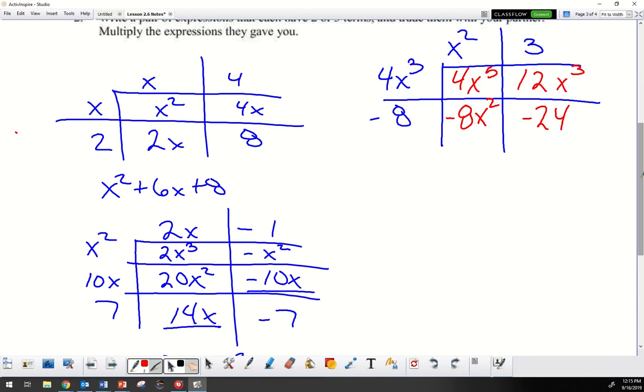Nothing's the same, so you can't combine any. Yeah, that's it. So what would I start off with? 4x to the fifth. Very good. So it's 4x to the fifth. What goes after that? Plus 12x cubed. Minus 8x squared. Minus 24. There we go.